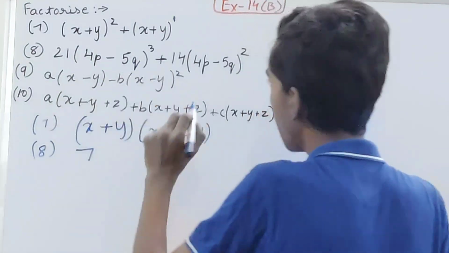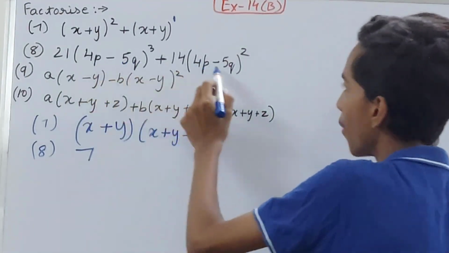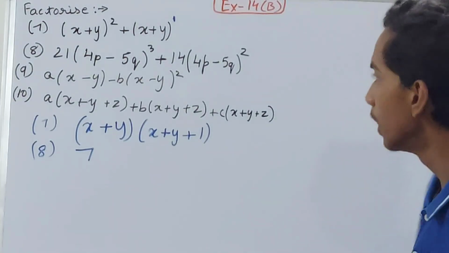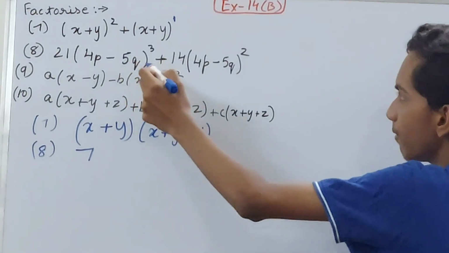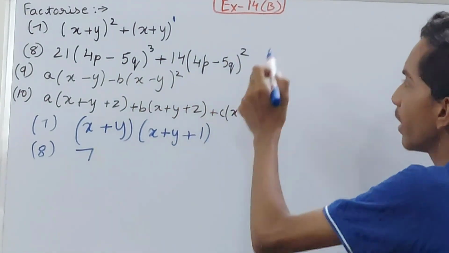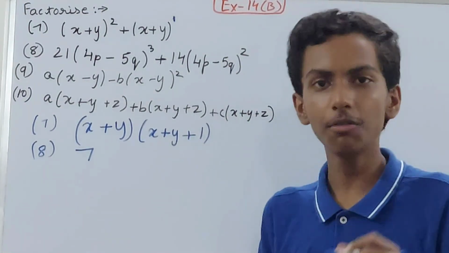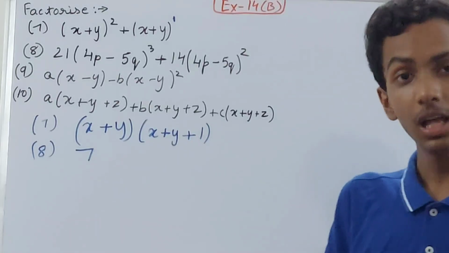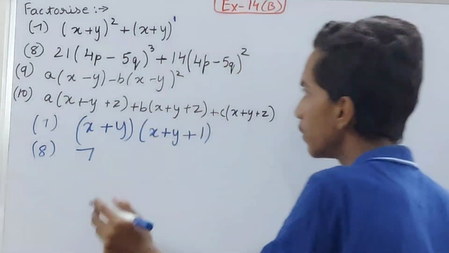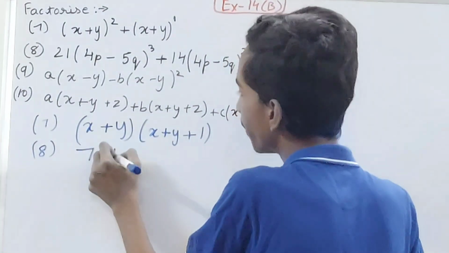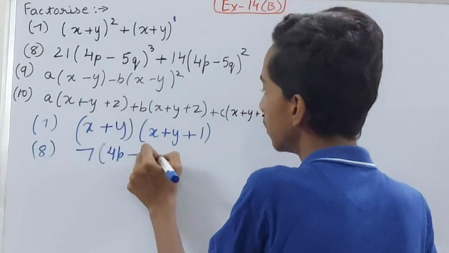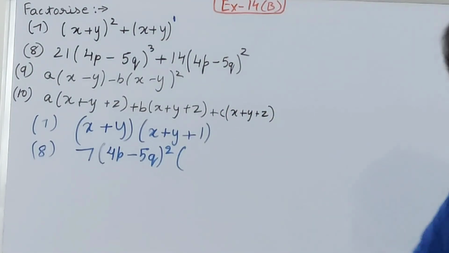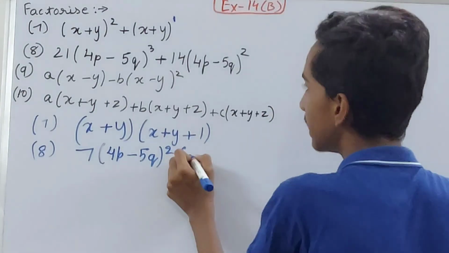And here in the variable parts you can see 4p minus 5q, 4p minus 5q, it is being repeated, so there is something we have to take common from here also. See, here it is 4p minus 5q whole cube, and here it is 4p minus 5q whole square. So we will always choose the number with the lower power, choose the part of that term with the lower power. So 3 and 2, which is lower? 2. So we will take 4p minus 5q whole square. Now within brackets we will write down whatever is left. What is left here?